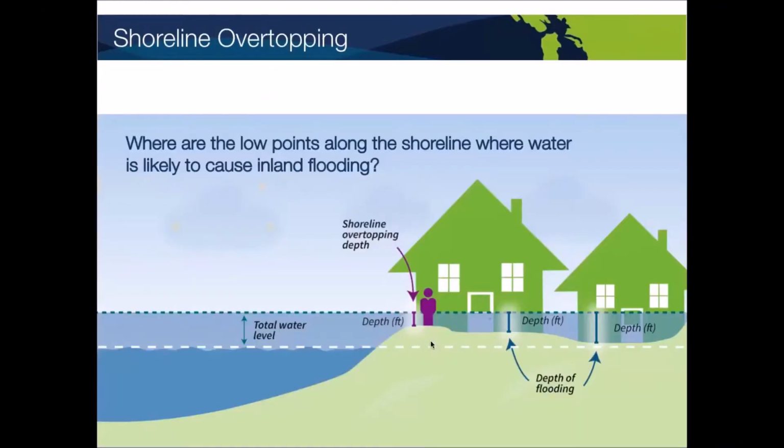And so another really unique feature of these maps is that they include a shoreline overtopping assessment. And this assessment shows low points on the shoreline that can overtop as seas rise, which is what allows water to flow inland. And this data layer is valuable because it can help us identify where water is coming in and where we can target solutions.